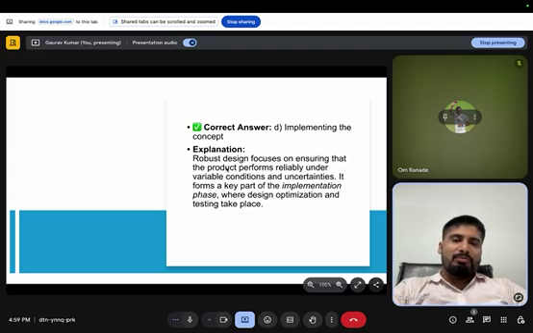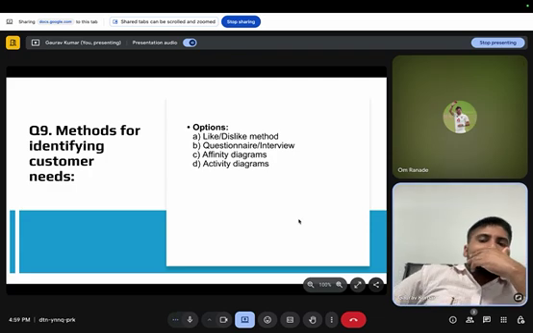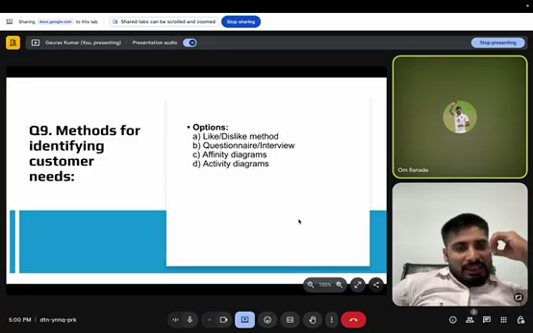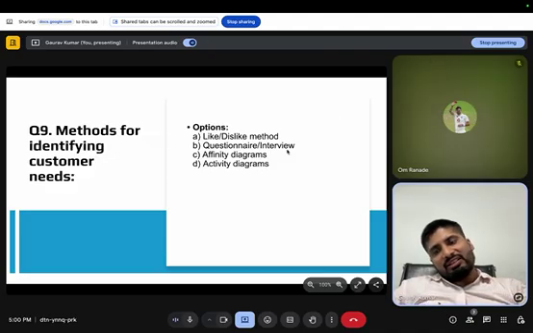Okay, moving towards the next question, number 9. Number 9 is asking about methods for identifying consumer need. Is it like-dislike method, questionnaire or interview, affinity diagram, or activity diagram? What is the right answer? A and B. Yes, correct. Like-dislike method and questionnaire or interview is the right answer.